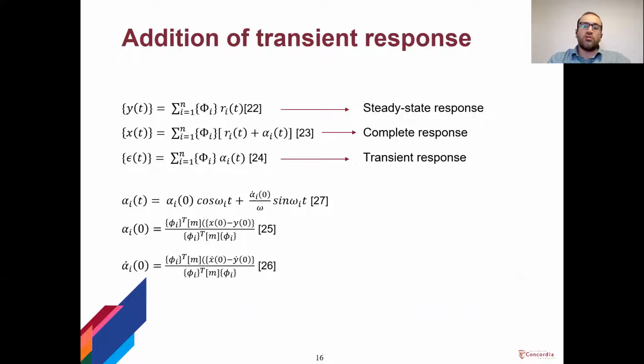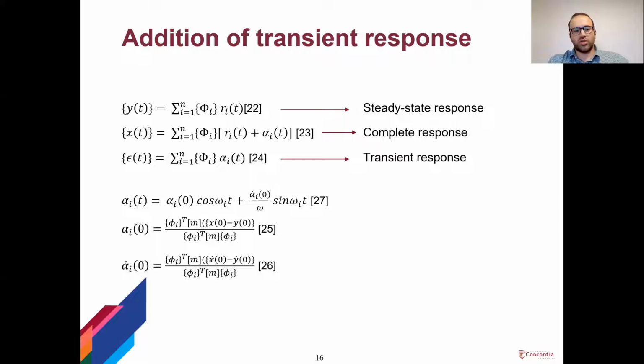So Velocis and Kumar offered the solution to calculate the transient response based on the steady-state response. On the screen, y is the steady-state response, x is the complete response, and the difference is shown by the corrective function epsilon. All x, y, and epsilon can be represented in terms of modes of vibration and their modal coordinates.